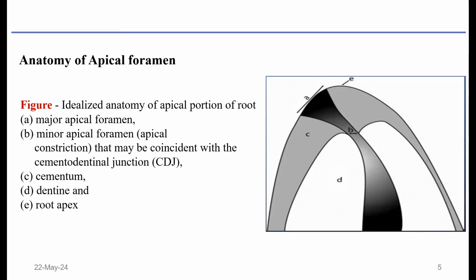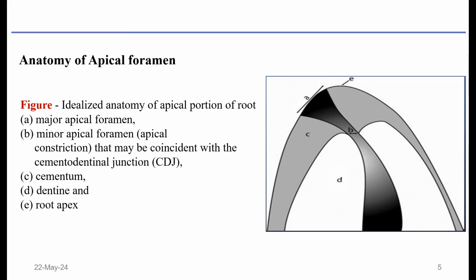So the anatomy of apical foramen is very important, because often we go wrong about what should be the reference point, where we should end our cleaning and shaping. Our cleaning and shaping should actually end at the minor constriction, the point B here, whereas A is the major apical foramen. It may or may not always coincide with the radiographic apex. The radiographic apex is E.